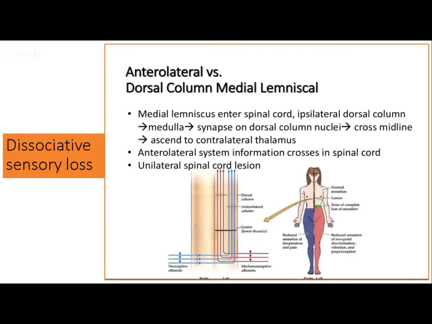The same concept is applied for patients who have, say, a syringomyelia, because the syrinx is located right here around your central canal, and this is where the crossing fibers are. So it catches these fibers but does not catch your dorsal column fibers, right? So they can have a dissociative sensory loss.